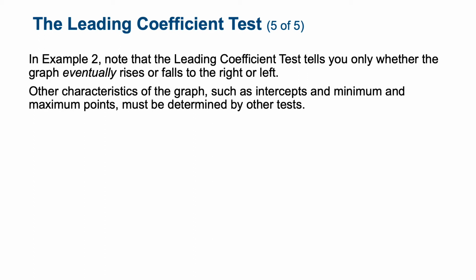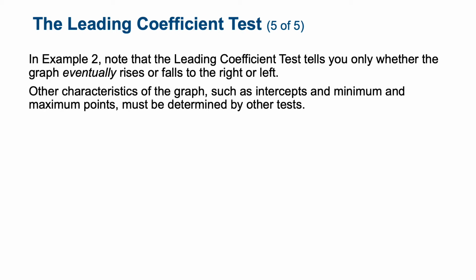And so notice that the leading coefficient test only tells you if the graph rises or falls to the right or left. It just tells you the end behavior. It doesn't tell us what's going to happen in the middle or what kind of funny bumps it does. It just tells you what happens at the ends of the graph, like whether it shoots up to positive infinity or down to negative infinity, and whether they're both the same or different. Okay, so really not too bad.